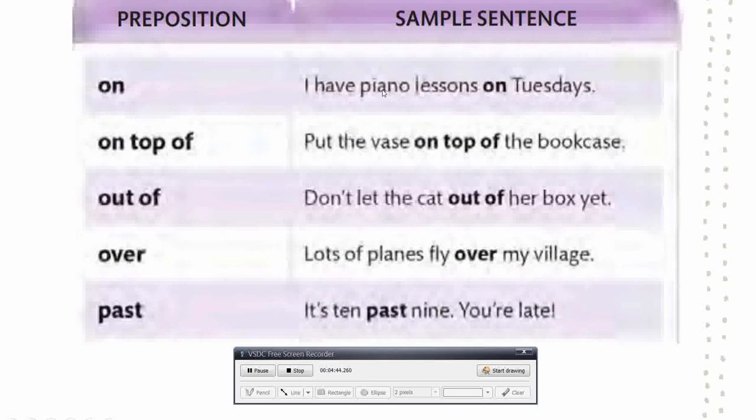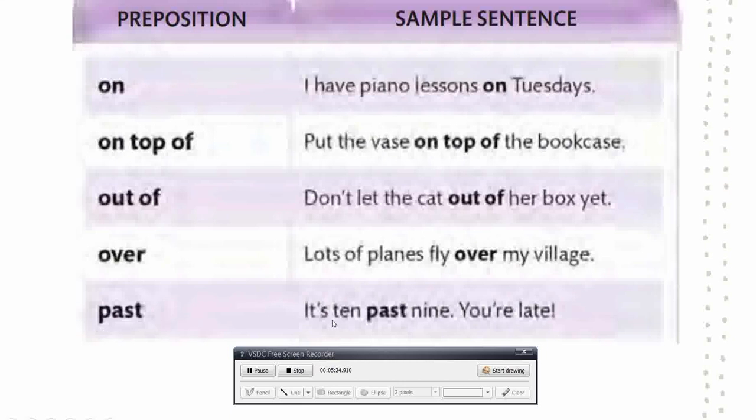On. I have piano lessons on Tuesdays. On is also used when certain things are considered touching a surface. The book is on the table. On top of. Put the vase on top of the bookcase. Don't let the cat out of her box yet, or don't let the cat out of the bag. Over. Lots of planes fly over my village. Again, over is something that is not touching the surface below.